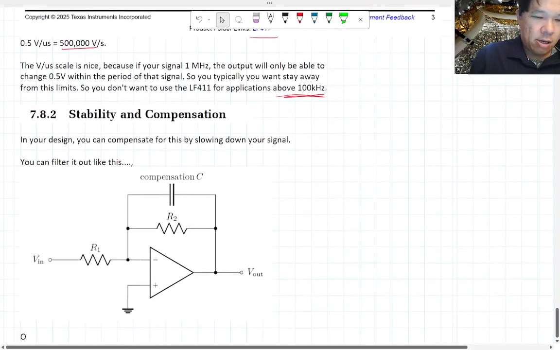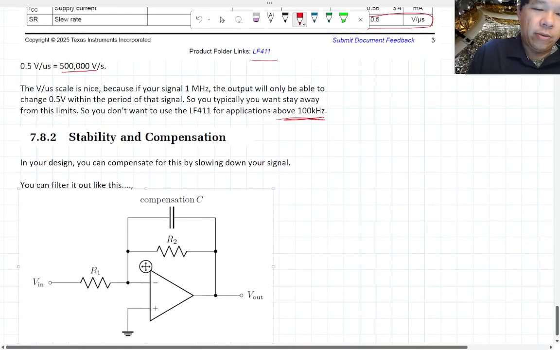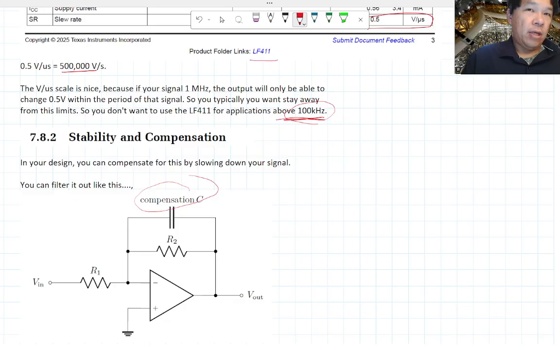Last thing, I hope. It's just some stability compensation. One thing you could do to deal with these high frequency signals is add a compensation capacitor to slow down the amplification. So you're just kind of stretching it out. You're doing kind of an integrator.